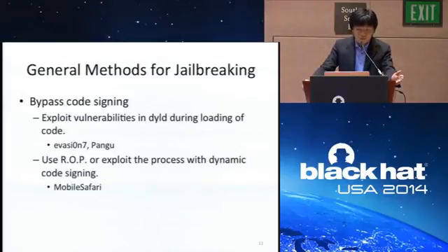Number one is you can exploit vulnerabilities in DYLD during loading of the code. You can see examples of this in Evasion 7 and the Pangu jailbreak. Or you can use ROP or exploit a process with dynamic code signing. You can think of it like exploiting mobile Safari.